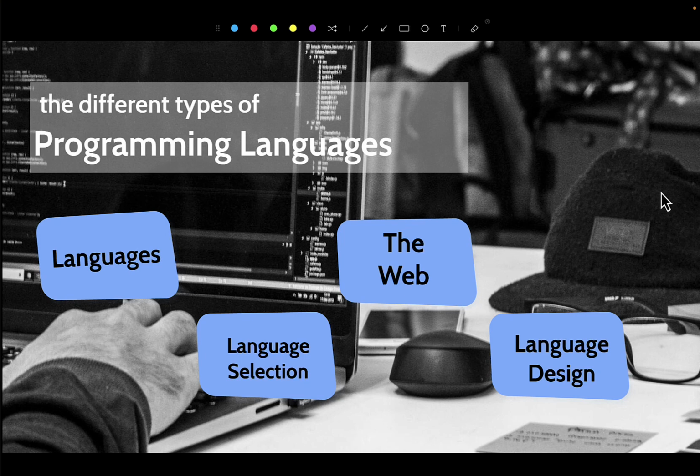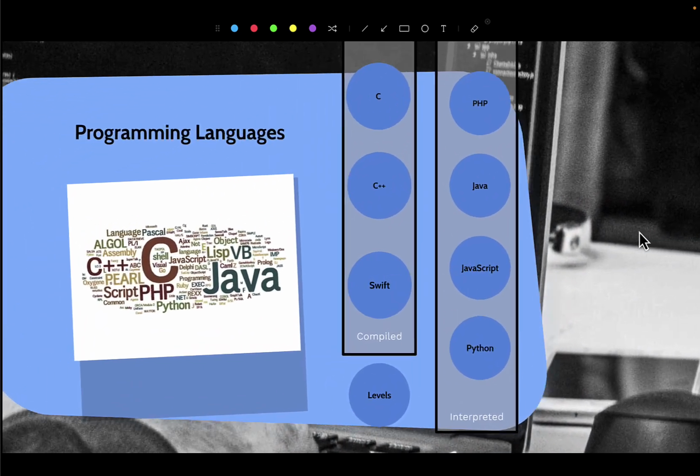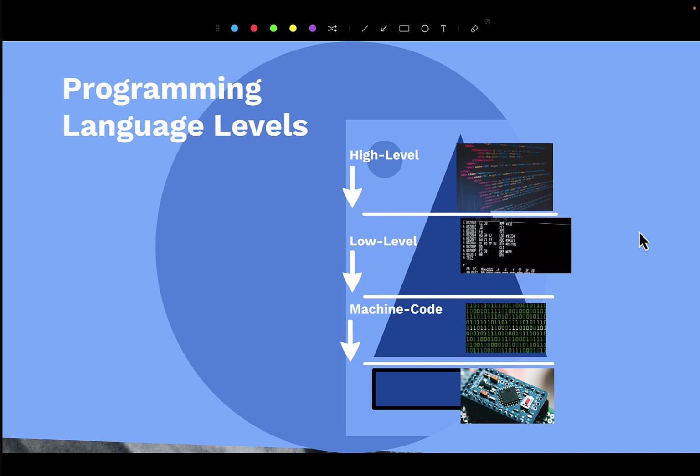Here we're going to look at different types of programming languages. This is not by far all the programming languages. There are a number of them, but we're going to highlight some of the more common, popular programming languages. So if we take a look at the different levels here, we're going to take a look at the programming language levels.